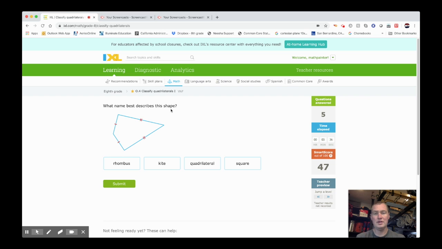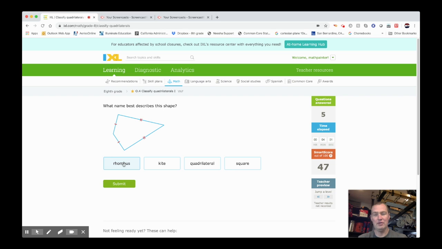What name best describes this shape? We have these two sides being the same length, and we have these two sides being the same length, and we do have a four-sided object. Oh, how interesting. They got a new word called a kite. Let's check the other ones and see if I haven't heard of that one before. I've heard of a kite where you fly it, but not an actual name of a shape.